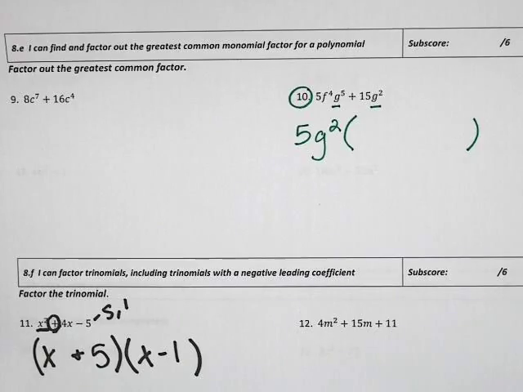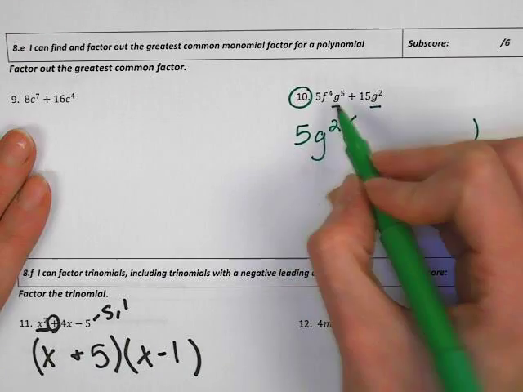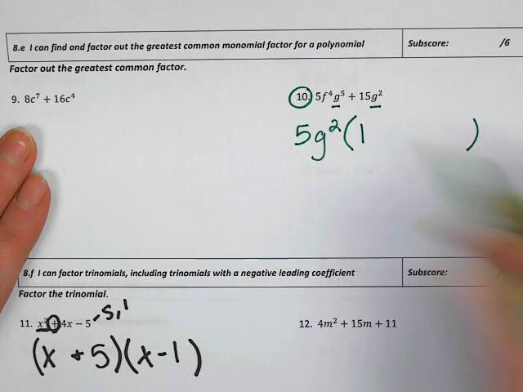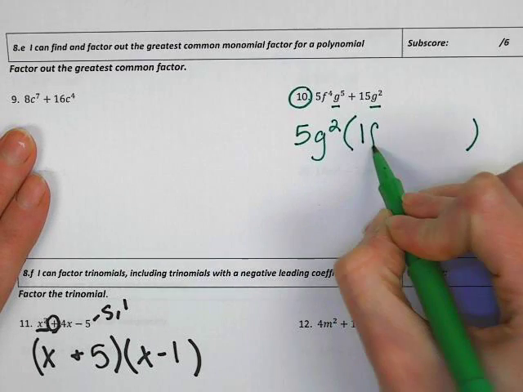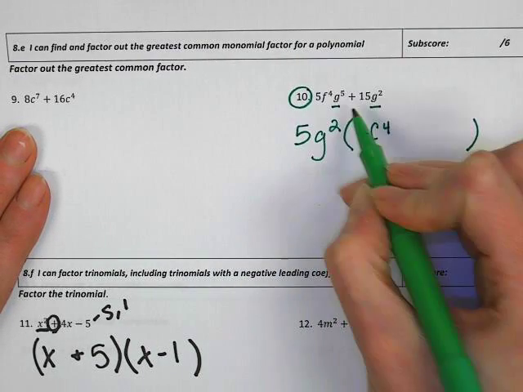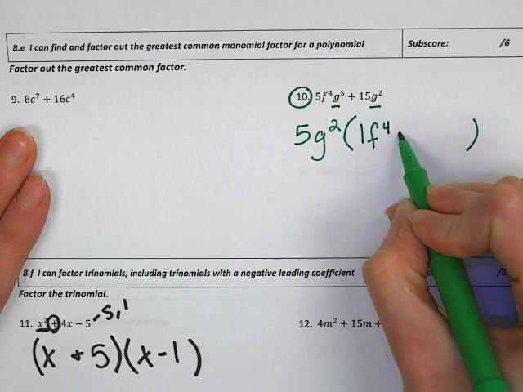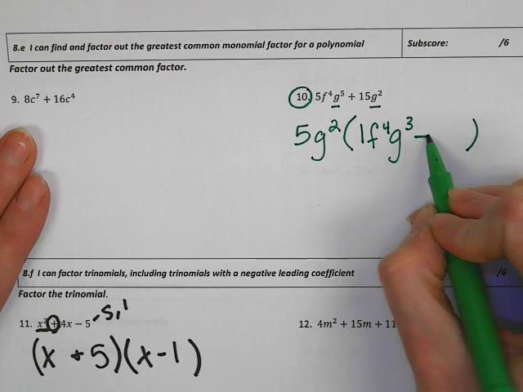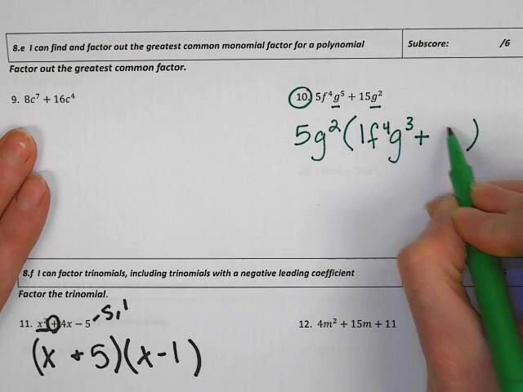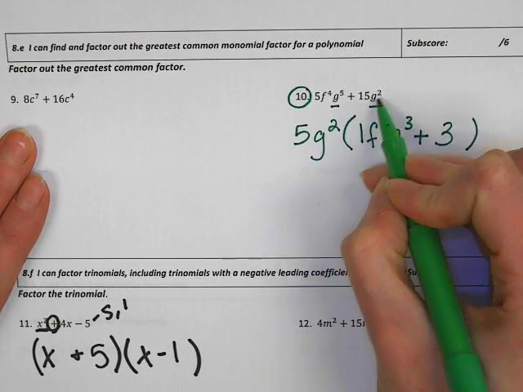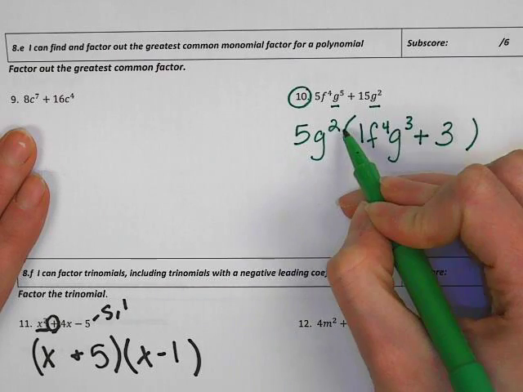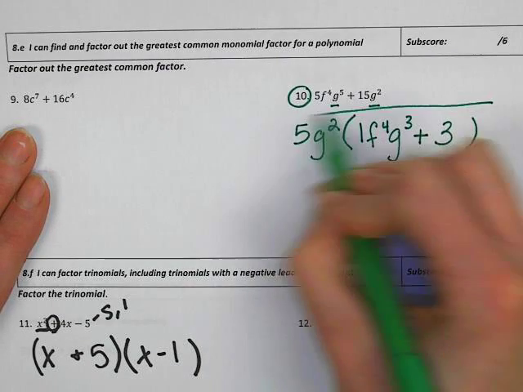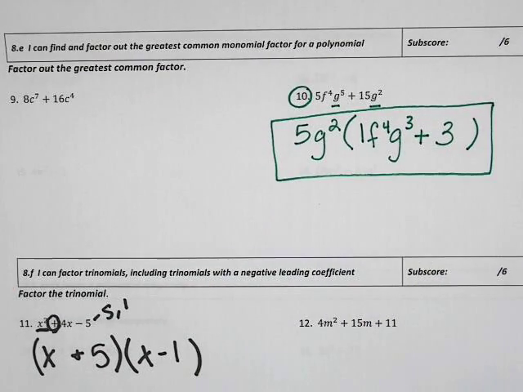And now all you have to do is divide that out of both. So 5 divided by 5 is 1. There's still the g to the 4th, and if you subtract the exponents, there's g to the 2 remaining. And then plus 15 divided by 5 is 3, and it looks like the g's are gone because 2 minus 2 is 0. That's it. GCF is just that one step.